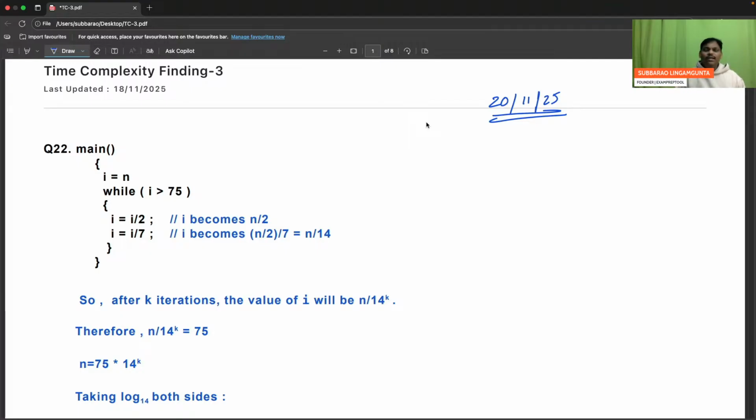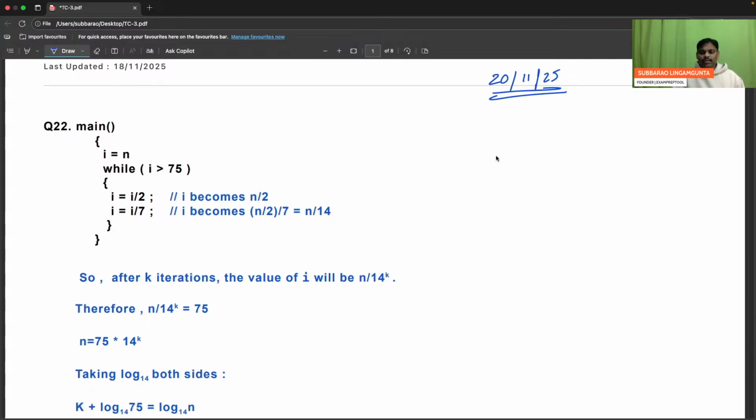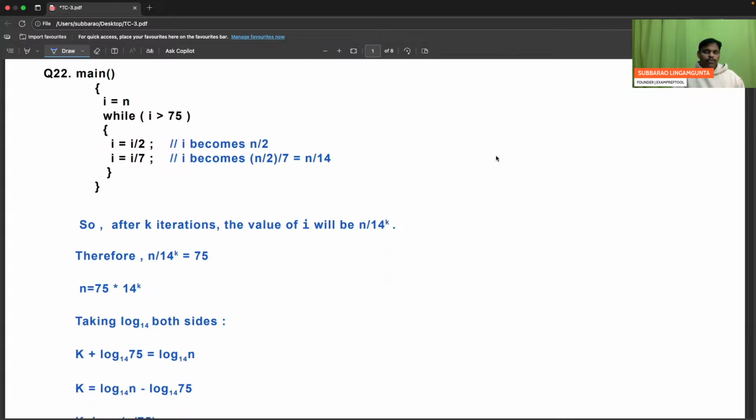Every class is approximately 45 minutes to 1 hour. Within 2.5 hours, you will get the total time complexity. Let's complete today's class. 20, 11, 25. Today, question number 22 is the starting one. Let's start.